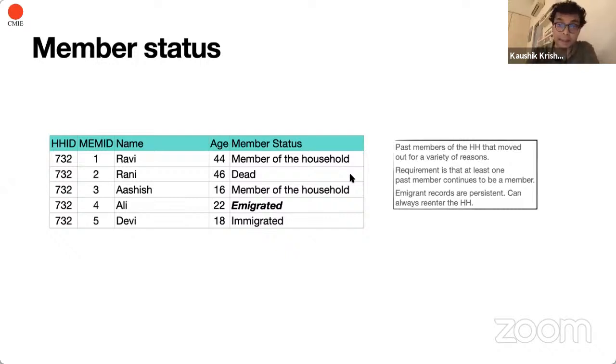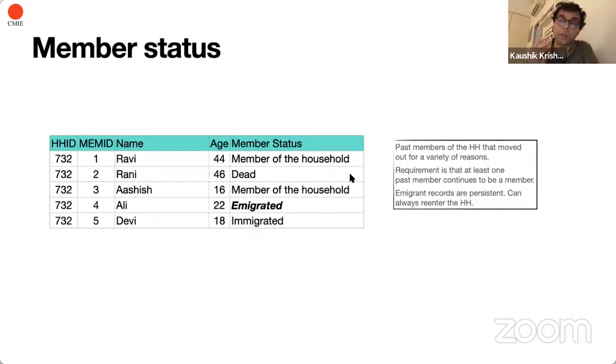The important thing to note is emigrant records, that's emigrant with an E, out migrant records are persistent. That means that even though Ali, in this case, household ID 732, member ID 4, emigrated out in a particular wave, Ali will show up in the database every single wave marked as emigrated, which means he's not a member of the household, because there's always the possibility that somebody that left the household can come back into the household. And when they re-enter the household, we want to make sure that their records are linked. So we want to make sure that the Ali that left in this wave and comes back to the household maybe 5, 6, 10 waves later, is still the same Ali.